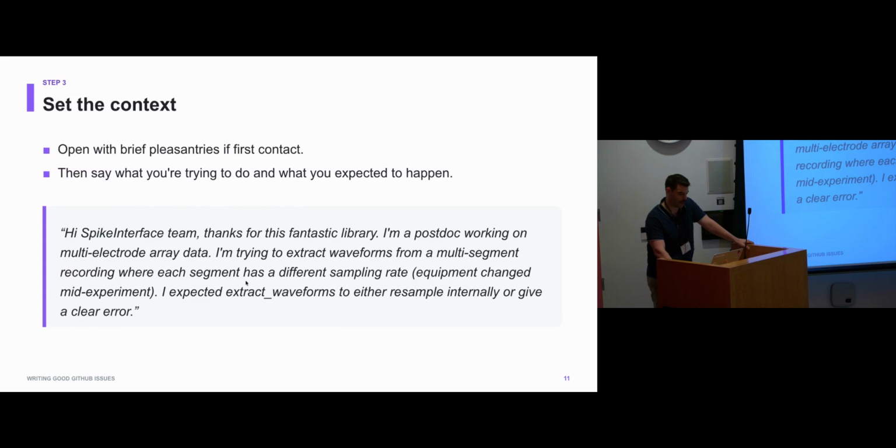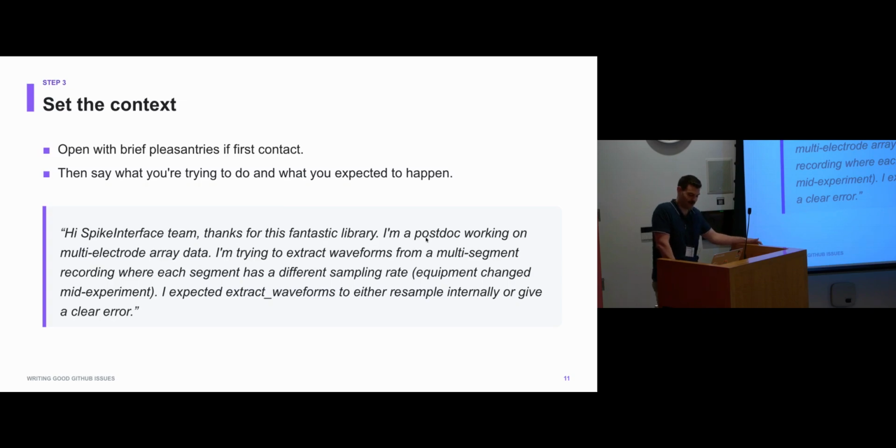Okay. Now, I would say next is setting the context. So if this is your first time interacting with this repo and you don't know the developers, I would say it's nice to give a one-sentence intro about who you are and what you're trying to do with the package. Something like, "Hi, Spike Interface team, thanks for this fantastic library." A little bit of gratitude is nice. Whenever I'm maintaining something and someone expresses gratitude, it honestly makes me more excited to help them. So if you're being self-interested, it's just nice to add one sentence of gratitude.